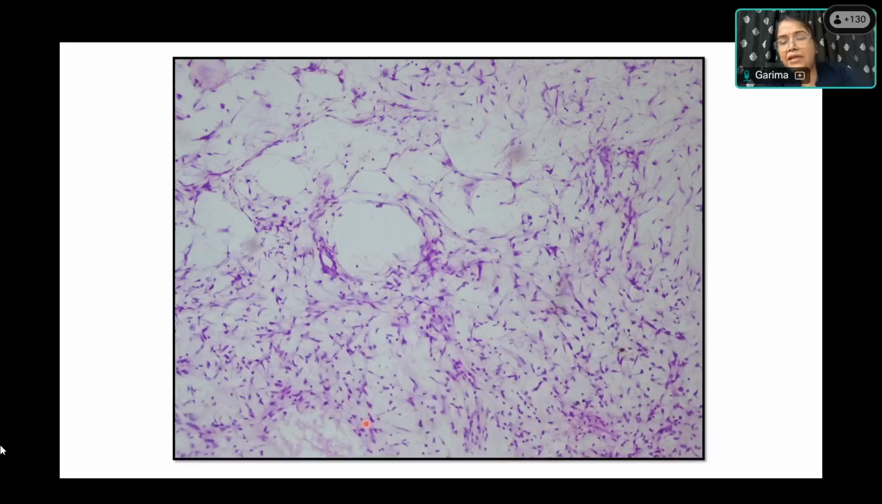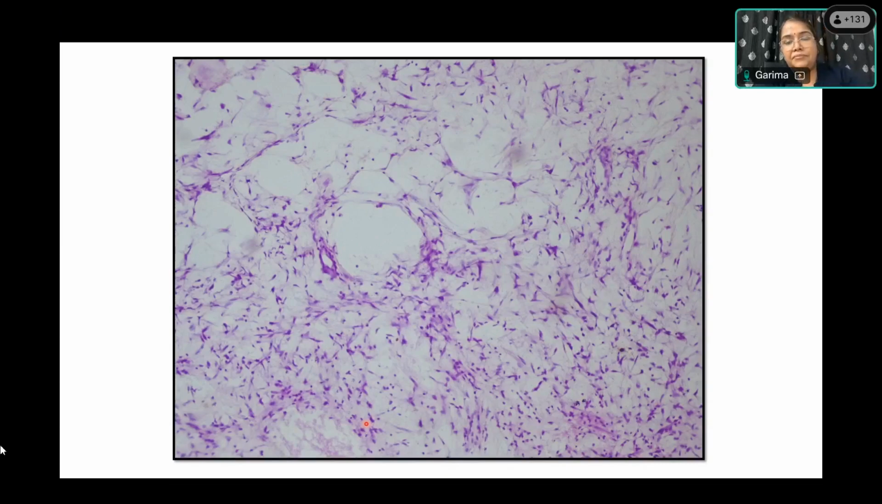Can you explain this case? Anybody? Nahida, Srishti, Hasti, anybody? Anybody would like to volunteer what you are seeing in this case? Dr. Srishti, Dr. Vaishnavi, Dr. Shweta?